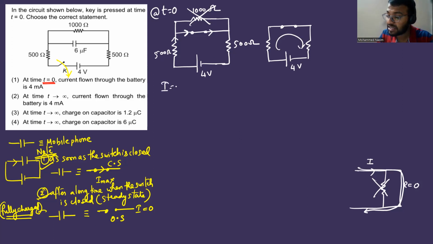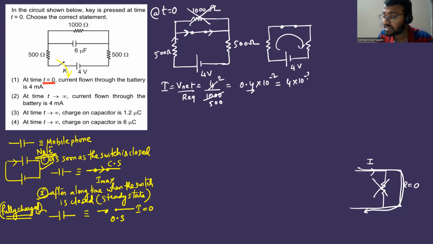Therefore, the current flowing is nothing but the total voltage divided by the total resistance. Total voltage is 4 and total resistance is 500 plus 500, which is 1000. So 4 divided by 1000: 2 twos are 4, 2 fives are 10, and 0, so it is 0.4. 0.4 into 2 zeros, 10 power 2, will come up. It becomes 10 power minus 2. If I shift one decimal to the right, I will get 4 into 10 power minus 3 ampere, which is 4 milliampere. This is the first option.